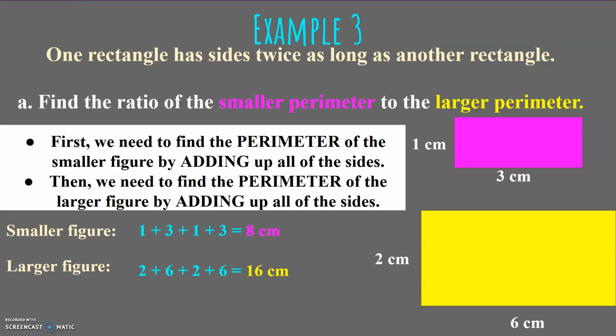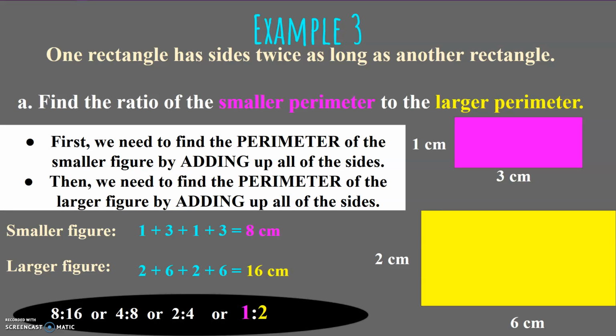So if we look at the ratio between the two rectangles, the ratio of the smaller perimeter to the larger perimeter, notice the word "to" there, meaning we're going to put the smaller one first. 8 centimeters to 16 centimeters. And we can reduce that to 4 to 8, 2 to 4, or 1 to 2.